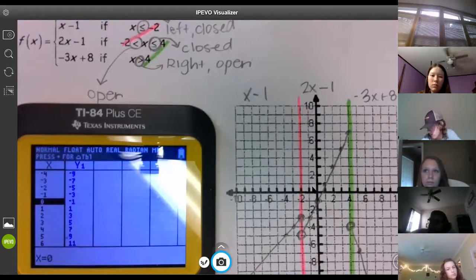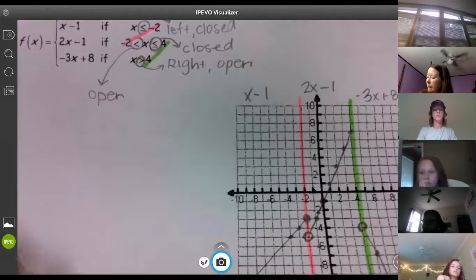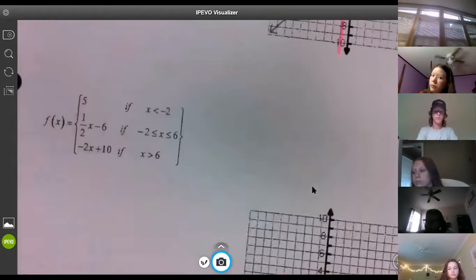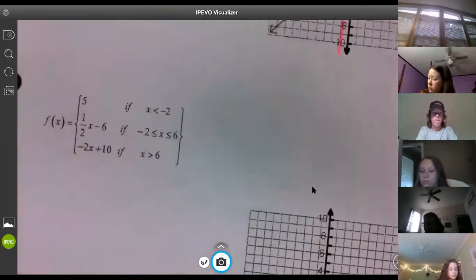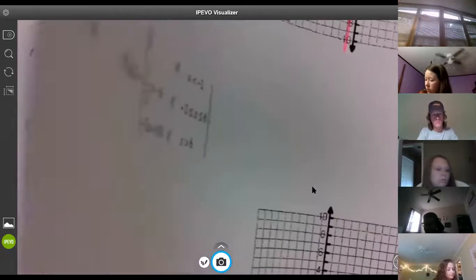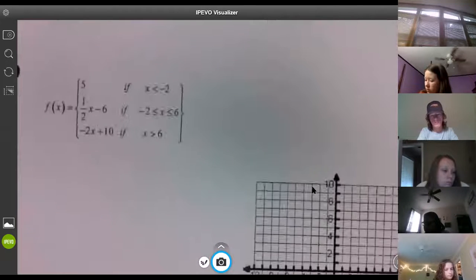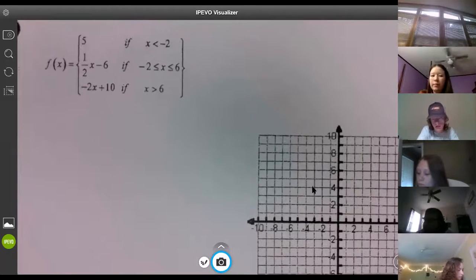Okay. Is everybody okay so far? One more graph, and that's where we're going to stop, okay? All right, so this crazy one. All linear, all have been linear.